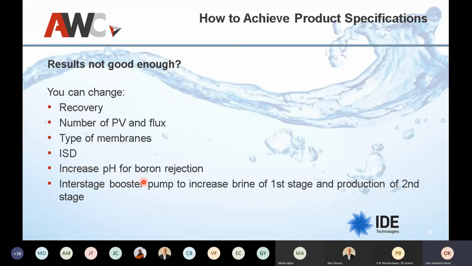We can play with pH. Normally we have boron requirements that are very common, except wherever the water is used for agriculture, so there are lower restrictions on boron. So we may have a second stage of RO, and there we want to increase pH to around 10 to put the boron into the right conformation to be better rejected by the membrane. And we can apply different pressures between different stages of RO, increasing pressure on the brine from stage 1 and production of the second stage.